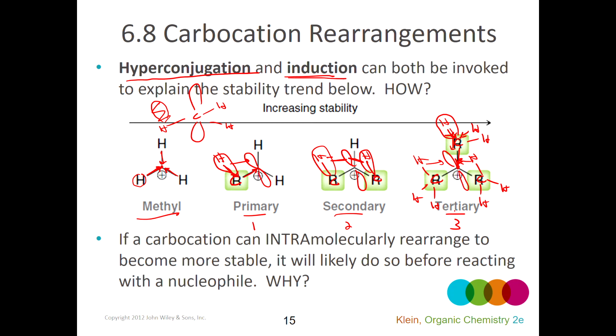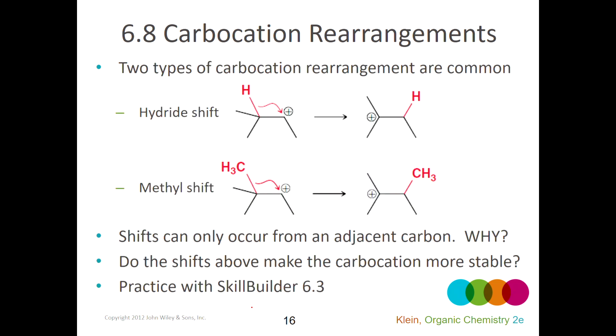So because some carbocations are more stable than others, it turns out that when a molecule forms a carbocation, if it's not the most stable carbocation that molecule can exist with, it can intramolecularly rearrange to become more stable. So we're talking about maybe my molecule forms a secondary carbocation, and there's a way for the molecule to rearrange itself quickly to produce a more stable tertiary carbocation. That should happen naturally before a nucleophilic attack occurs. So let's look at an example of that.